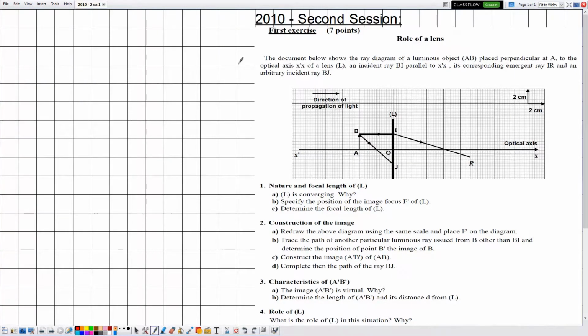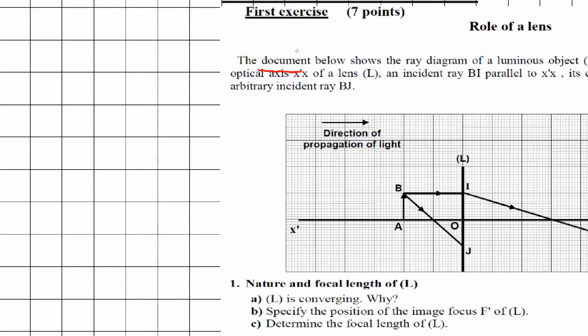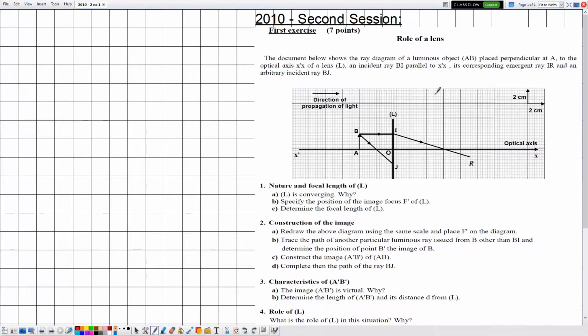The document below, they mentioned the document, so now I can use it, shows the ray diagram of a luminous object AB placed perpendicular at A to the optical axis x prime x of a lens L, an incident ray BI parallel to x prime x, its corresponding emergent ray IR, and an arbitrary incident ray BJ. So number 1, nature and focal length of L, part A.